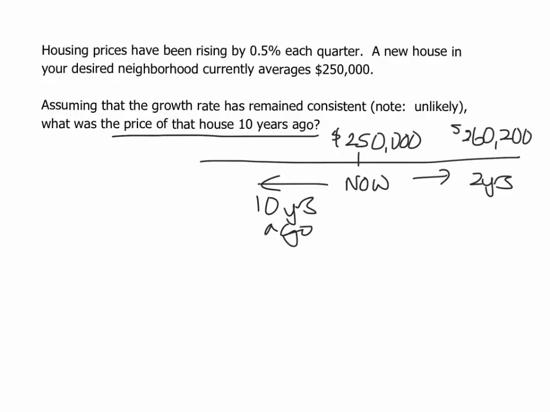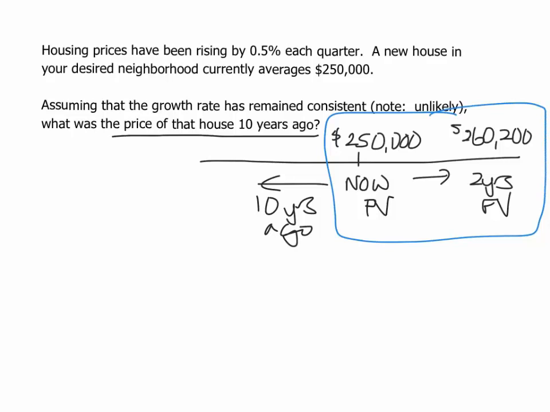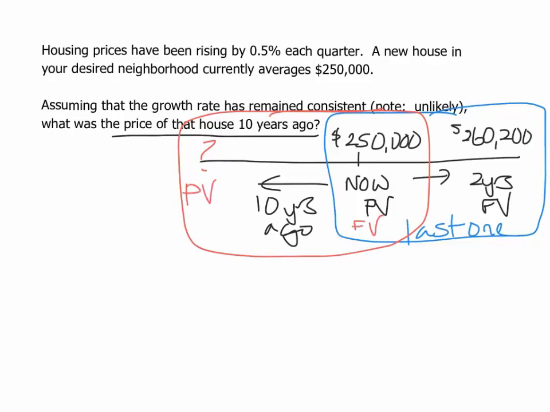So in terms of a timeline, right now, we have a price of $250,000, and we discovered in 2 years the price is going to be about $260,200. I want to know, what was it 10 years ago? So we're going to change our perspective a little bit. This was our present value and this was our future value when we did that problem just a second ago. That was this last problem. What we're going to do now is we're going to turn things around. Now we're going to go over here and look at what's going on in this direction. So this is going to be my future value, and this is going to be my present value.